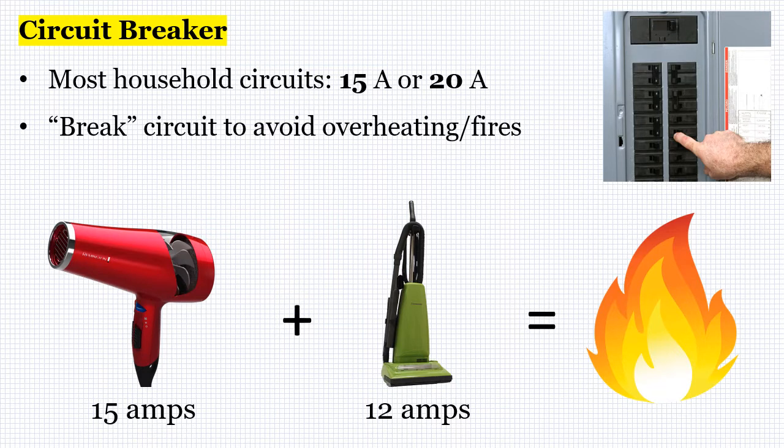So it used to be that you'd have circuits that would draw too much current, and it would cause things to overheat and catch on fire. So circuit breakers are designed to handle either 15 or 20 amps, and when they exceed that limit, it trips the breaker and it breaks the circuit. Okay, so that way we don't reach that danger point.